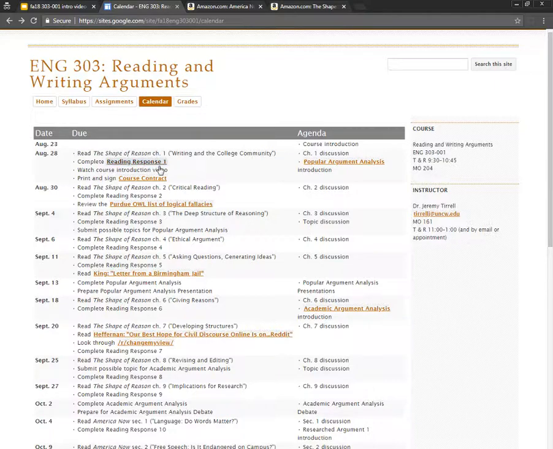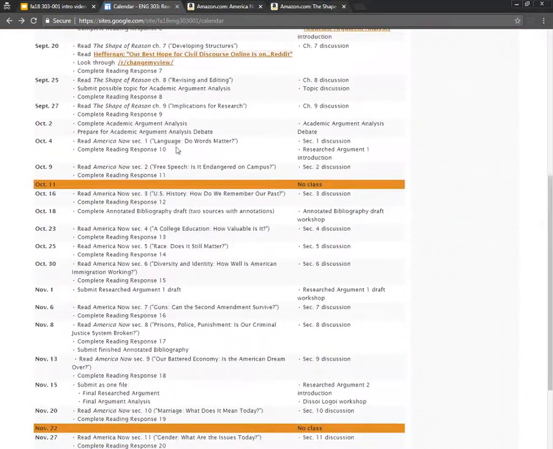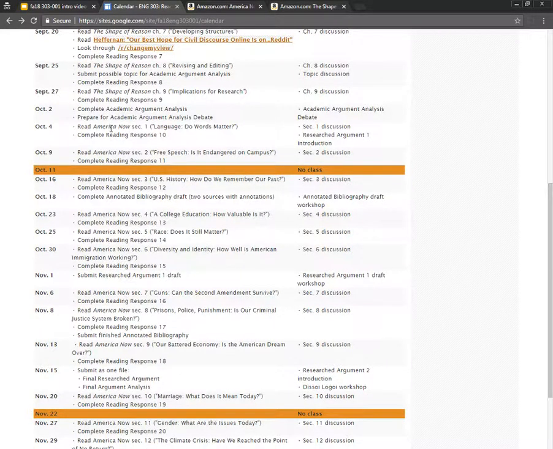We've got the chapters of our first text, the rhetoric text. We're going to be doing corresponding analyses. We're going to be analyzing arguments. First, the popular one, and then an academic one. And then kind of in the hinge of the semesters here in the middle, where we turn to America Now, which is where we're going to be reading sections about issues.